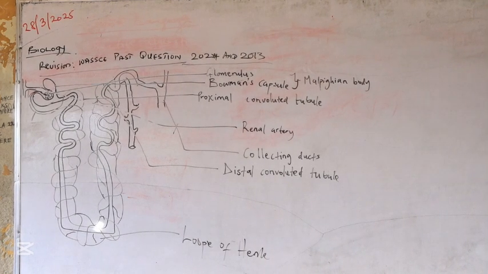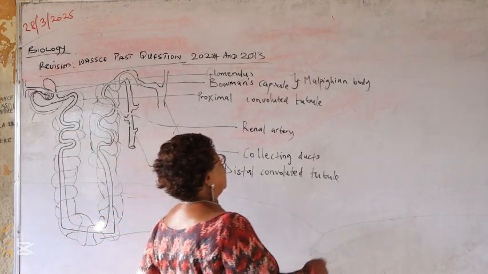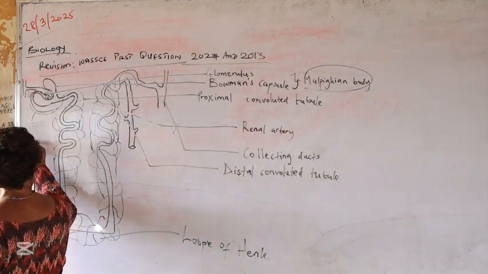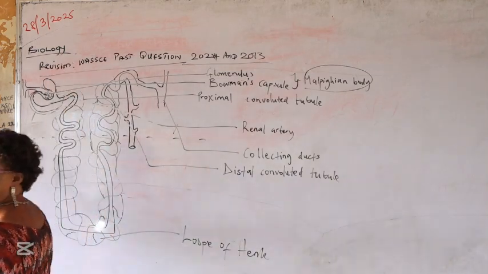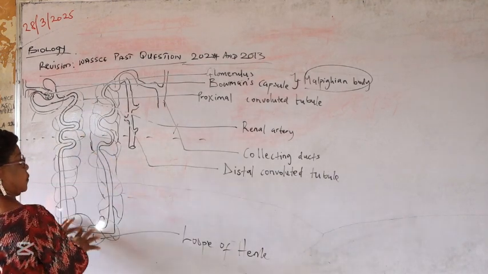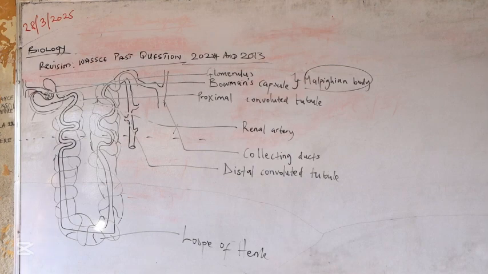You wrote something there. Remember the structure of the kidney when cut into two. We have the outermost layer, which is called what? The cortex. And the other part is called the medulla. With this diagram, this side is located at the cortex, and this side is found where? In the medulla.